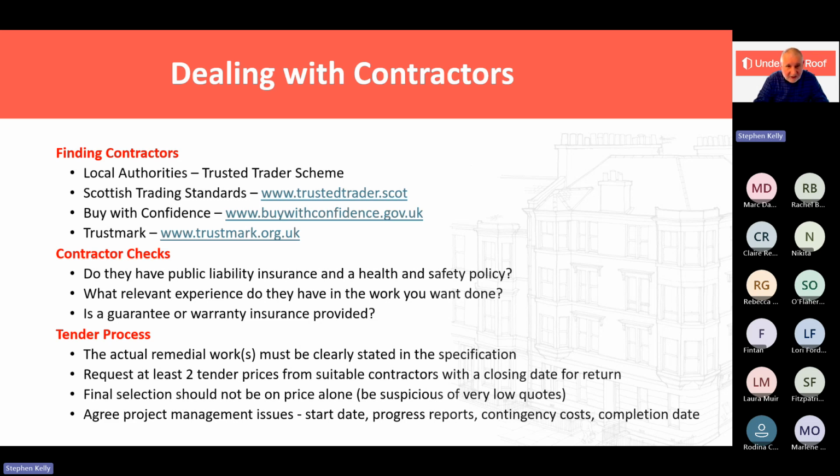And we'd always recommend you agree project management issues, start date, progress reports. We would always recommend you put contingency costs in because they don't know what they're going to find till they start stripping back the roof, for goodness' sake. When I worked in care and repair, we did disabled adaptations to take out a bath and put in a wet floor shower area. It was amazing how many times, once they took the bath out, they found wet rot, dry rot, so additional costs were added on. And decide who's going to manage the contract during the course of it and when you expect the work to get done.